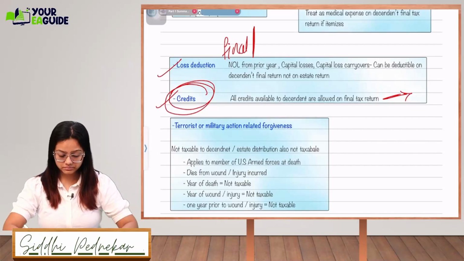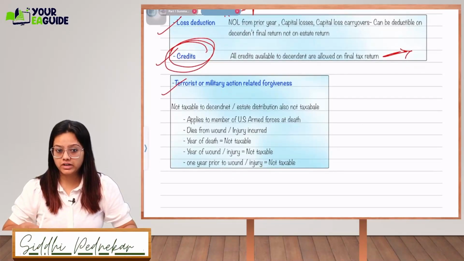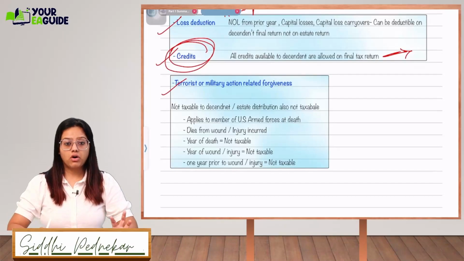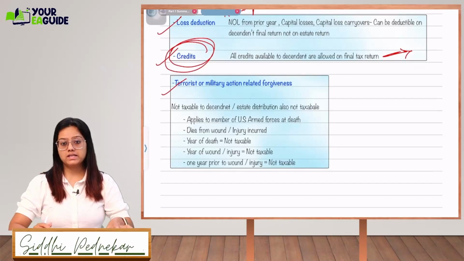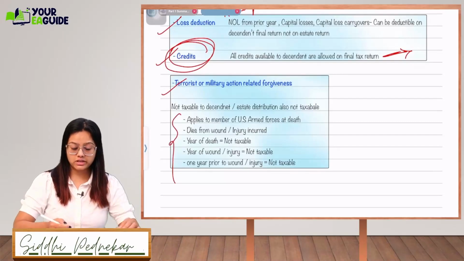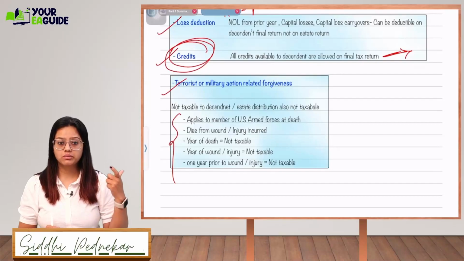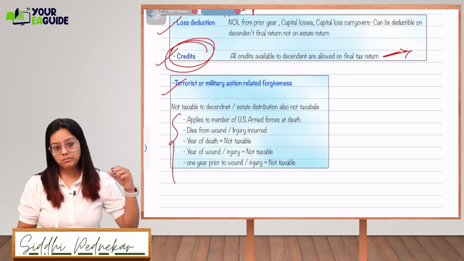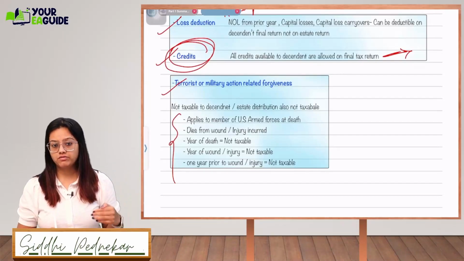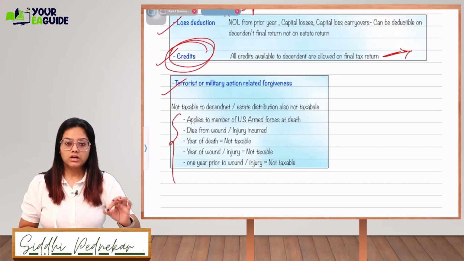Take all the credits on the tax return. Okay, terrorist or military action related forgiveness will not be taxable to the descendant, and the estate distribution also will not be taxable. This applies when a person dies and the family receives certain distributions from a terrorist or military action due to which the person dies. If you receive any forgiveness, any income, any money, then it will not be taxable.